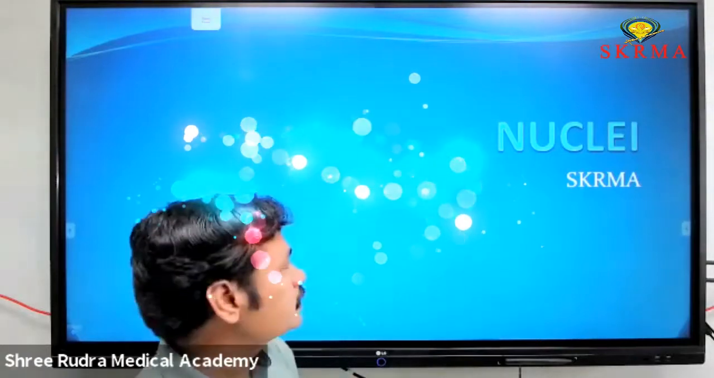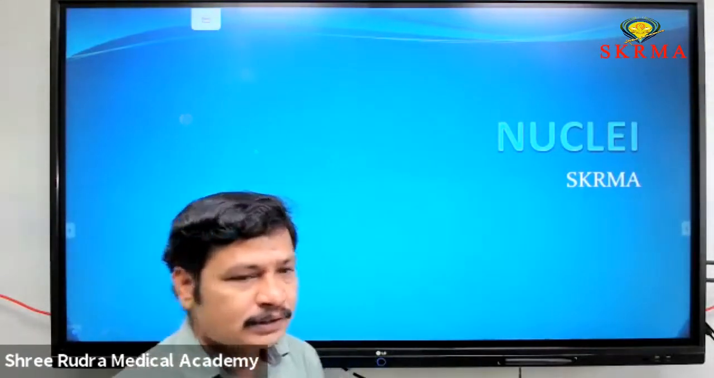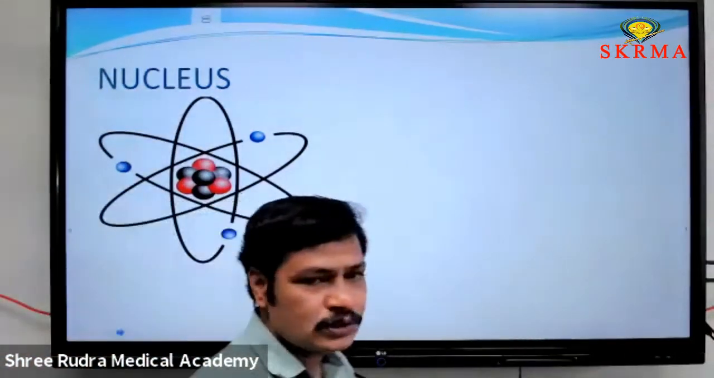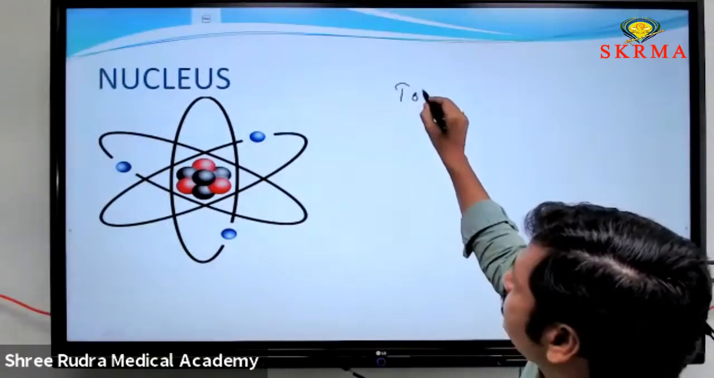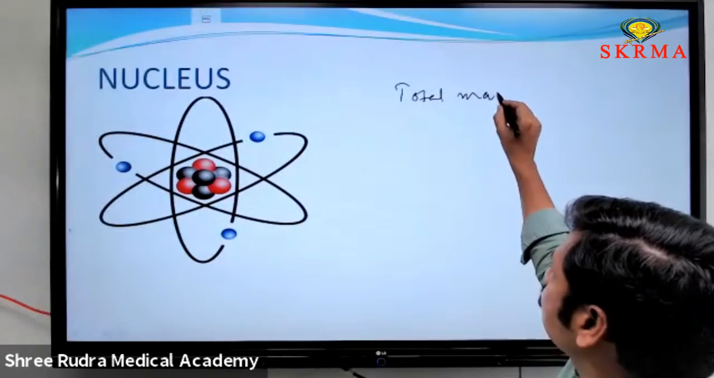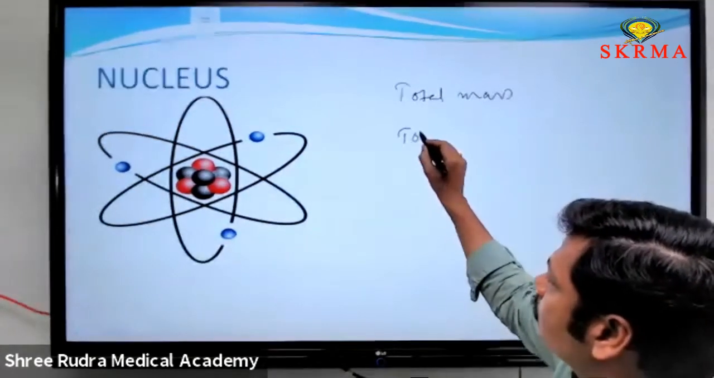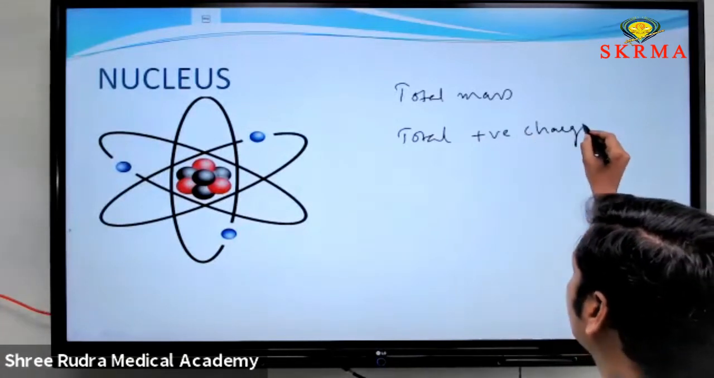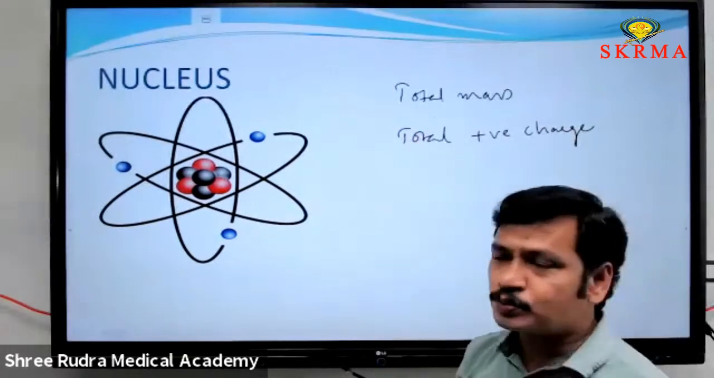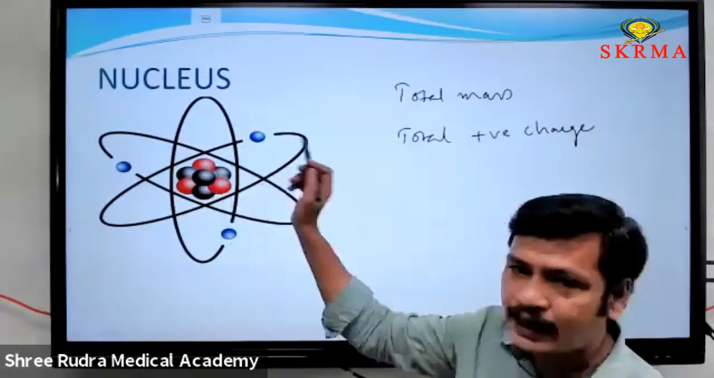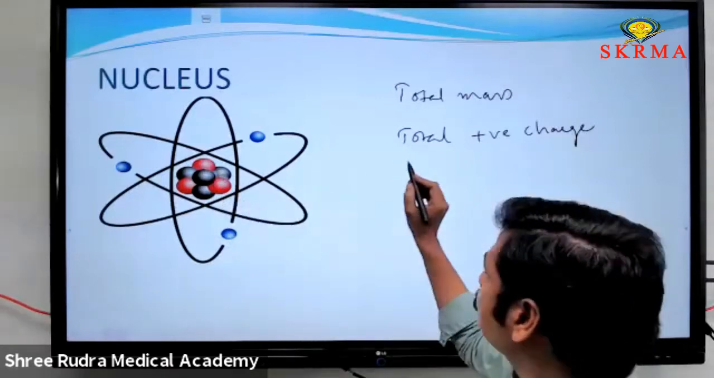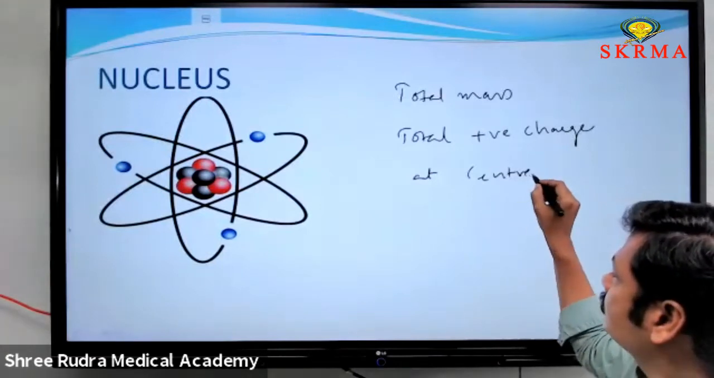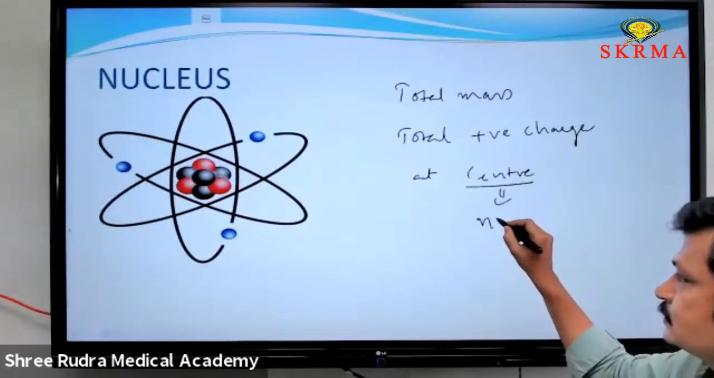I would like to discuss the new topic, nuclei. Let us see what is nucleus. Actually, in an atom, there are two important points: the total mass as well as the total positive charge. The total mass as well as the total positive charge is situated at the center of the atom, and that particular center is called nucleus.